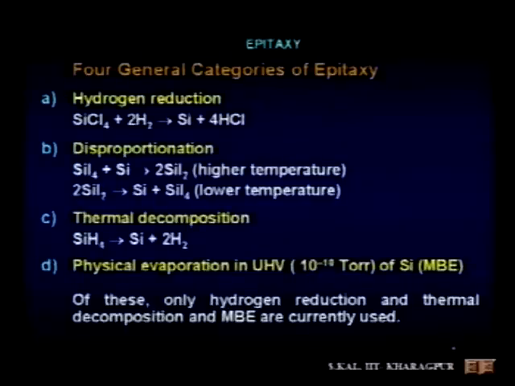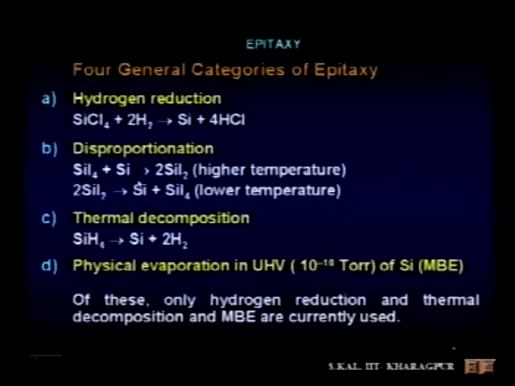But out of these 4 techniques, the hydrogen reduction, that is the first one, silicon tetrachloride and hydrogen giving silicon and HCl, and the thermal decomposition, that is pyrolysis of silane, A, C and D are currently used. B is never used nowadays. I mentioned it here only for categories' sake, division's sake. It is of no use now.